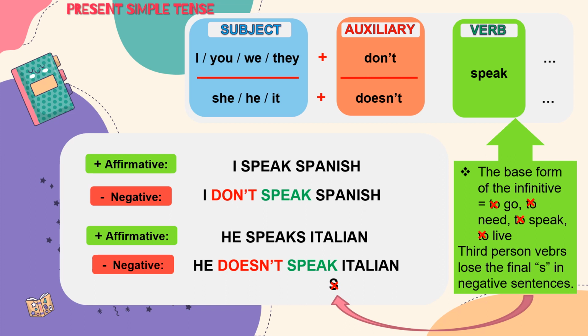But look at this affirmative sentence. He speaks Italian. What is the negative form of this sentence? He doesn't speak Italian. There is no S at the end of speak in the negative sentence. Why? We use the base form of the infinitive. The infinitive is to speak, with just the base form, which is speak. Third person verbs lose the final S in negative sentences. The verb in negative form will always be speak without S.